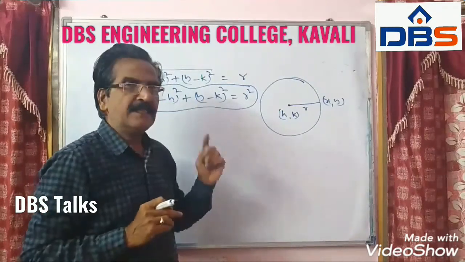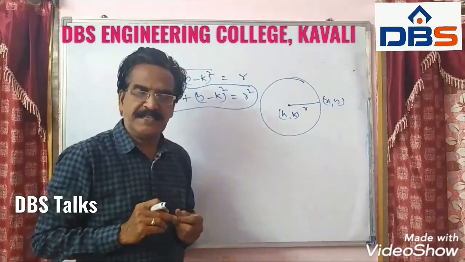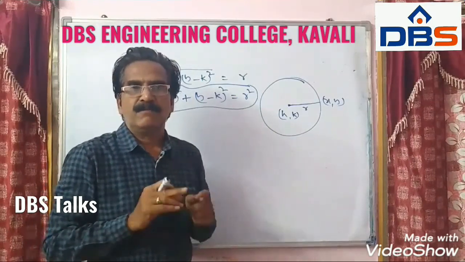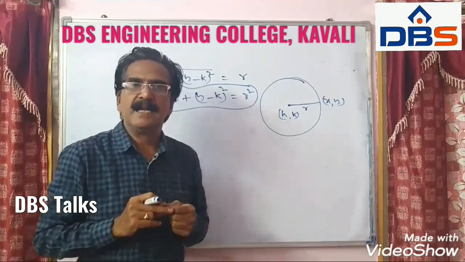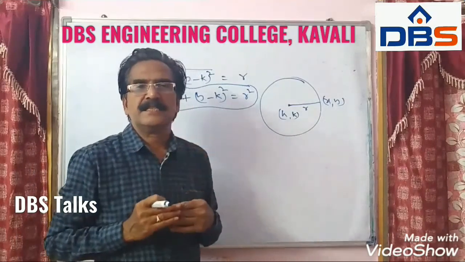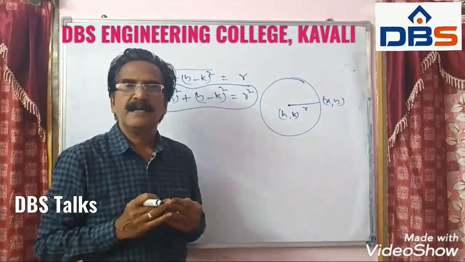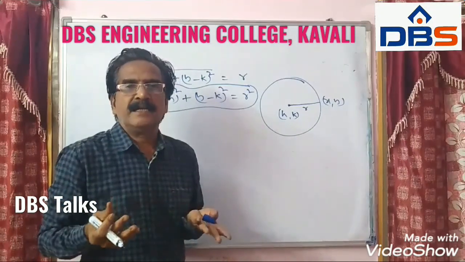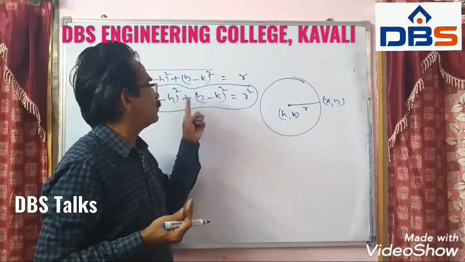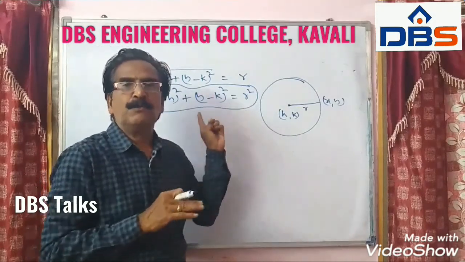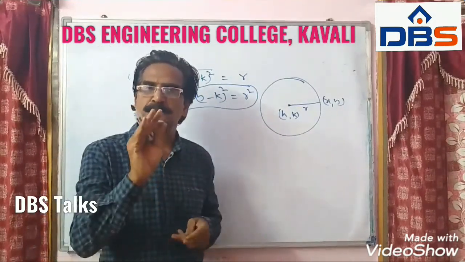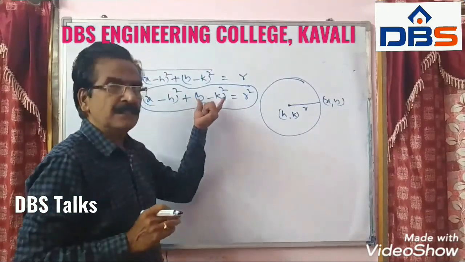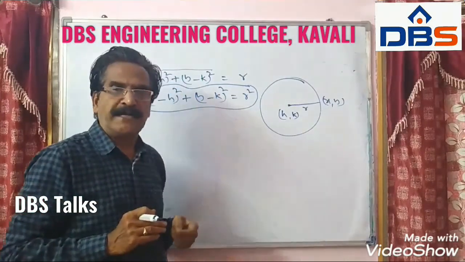When you are given center and when you are given the radius, then you can find the equation of the circle. What is the equation of the circle whose center is, say suppose, 2 comma 3 and that fixed distance radius is some 5 units? Then you know hk is 2 3 and radius 5. So by substituting those values, you can find the equation of a circle. Right friends?